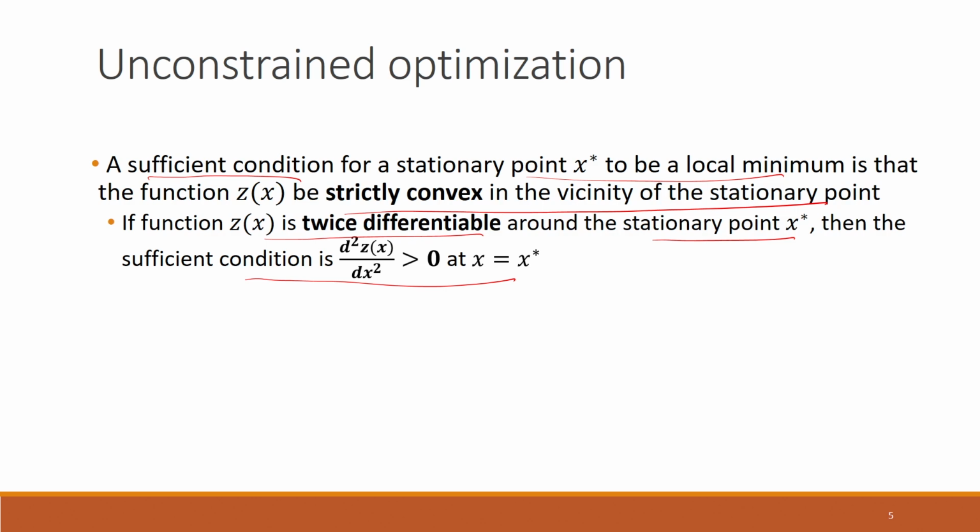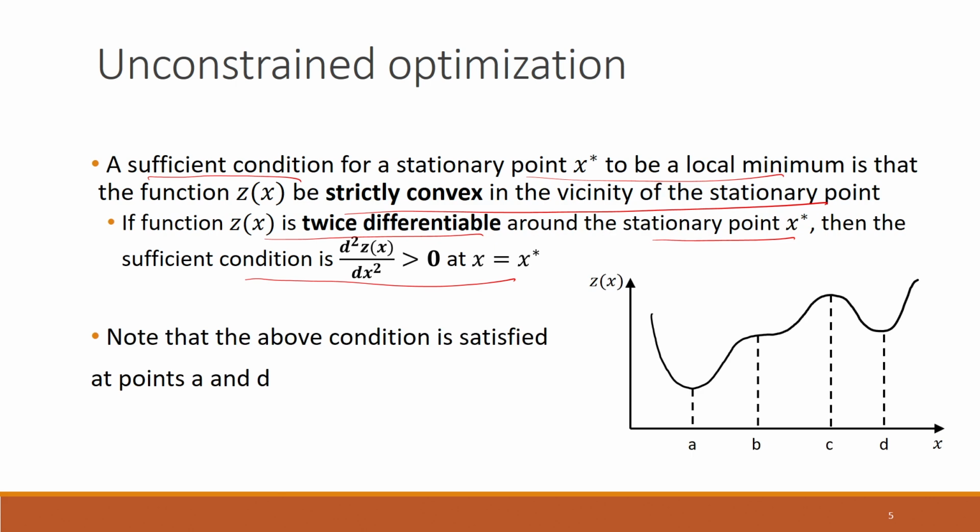It has to be a local minimum first, and then if it works out, it might also turn out to be the global minimum. You can see that this condition is satisfied at points a and d here. So what does the second derivative being greater than 0 at x equal to x star mean?